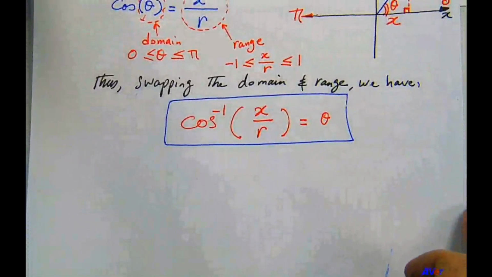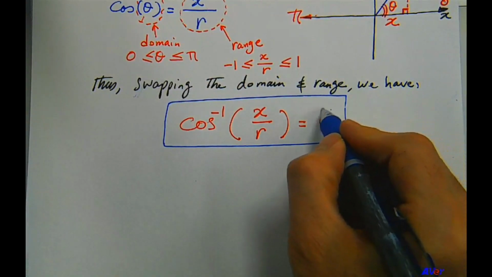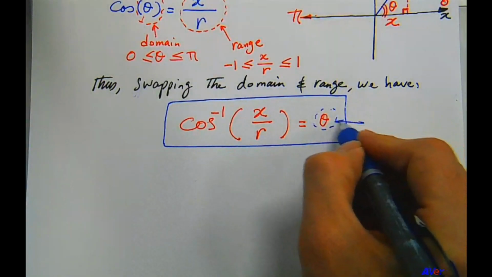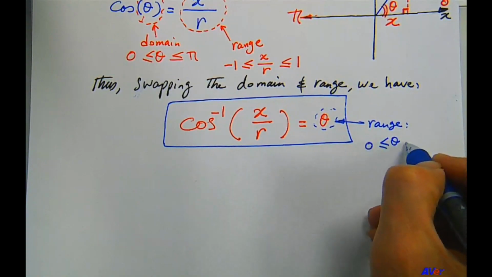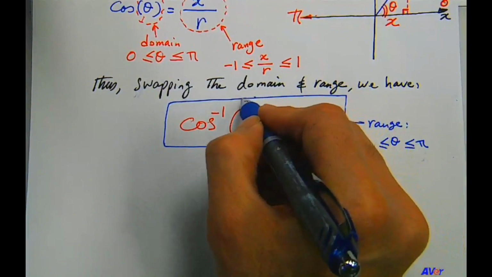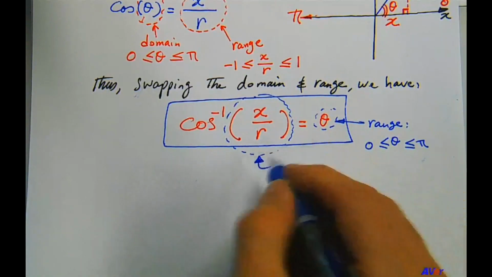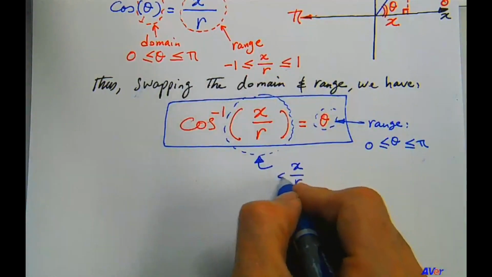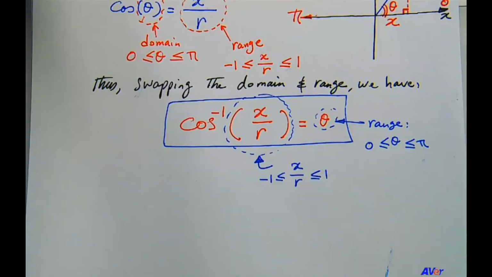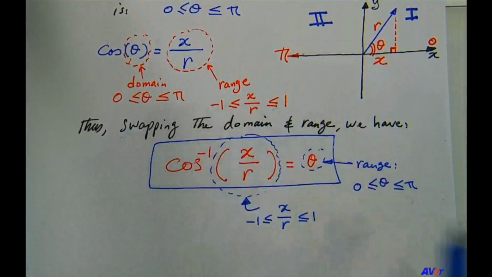Okay, so I want to write that down. So this is our range. And theta is going from 0 to pi. And this goes from, as we know, from negative 1 to 1, right? Negative 1 to 1. Okay, so let's see. I think I have everything included.